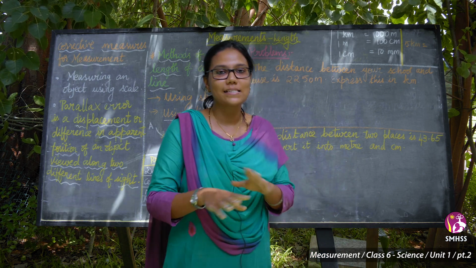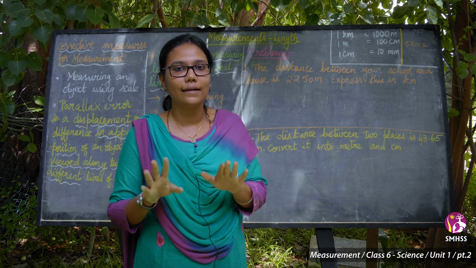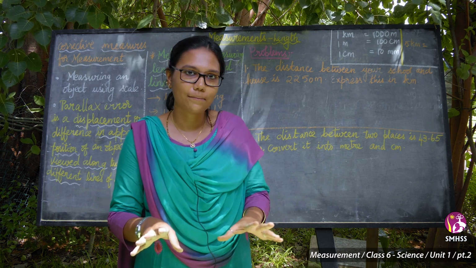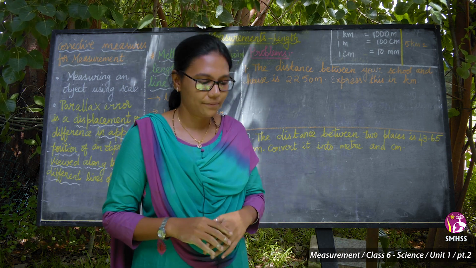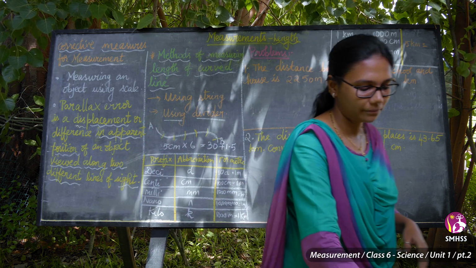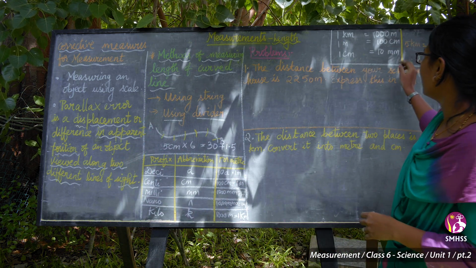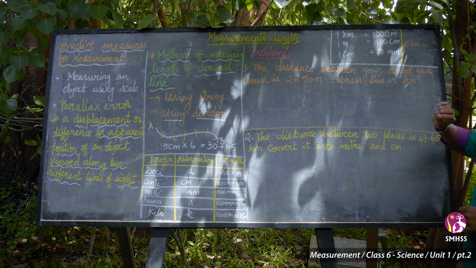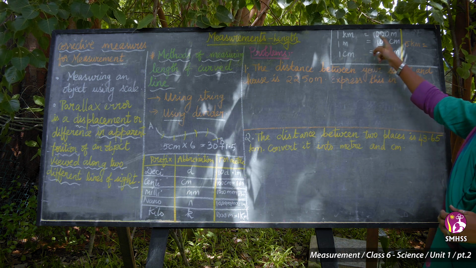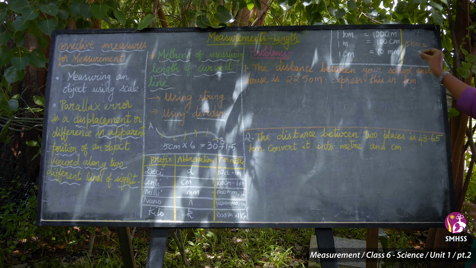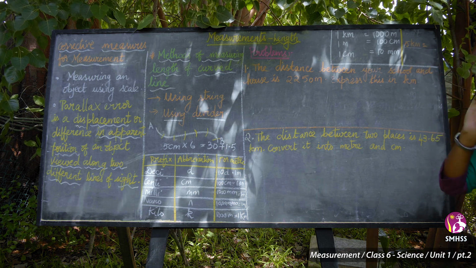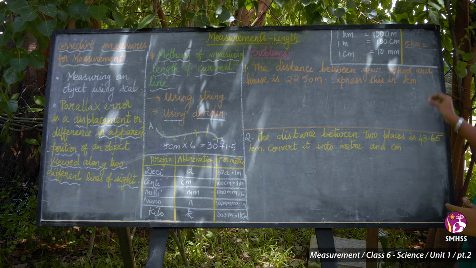Okay. A problem is nothing to get disturbed or panicked about. It is an interesting thing if you understand it properly. So here we have 5 kilometers. 1 kilometer is 1000 meter. So we have 5 kilometers. How will you convert these 5 kilometers to meters?